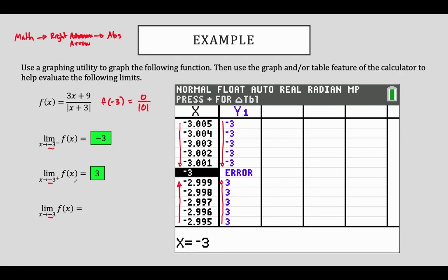And in this case, the limit from the left and the limit from the right are not equal to each other, meaning that the limit as x approaches -3 of our function f of x does not exist. Remember, if the limit from the left does not equal the limit from the right, the limit as x approaches a does not exist. All right, that's using your calculator, graphs, and the table feature to evaluate limits.